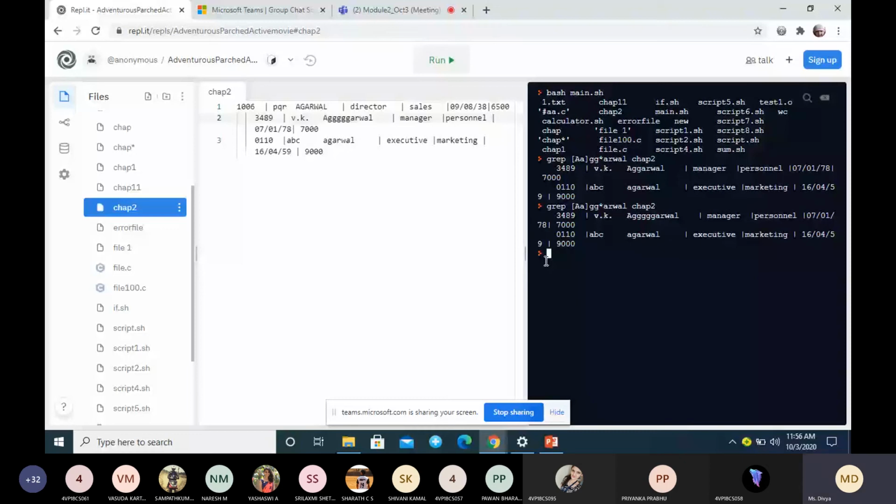What if I write like this? G star like this. How many files will it match? How many lines is it going to display? Whether it will display the second line or only the third line. How many lines will it match?